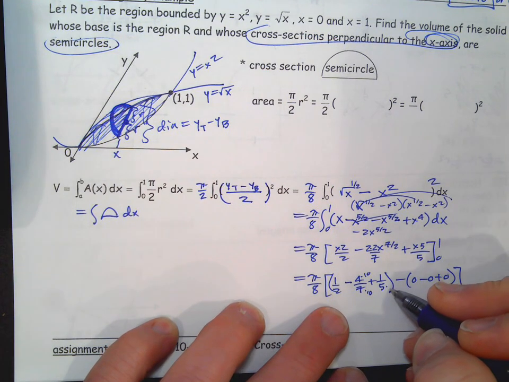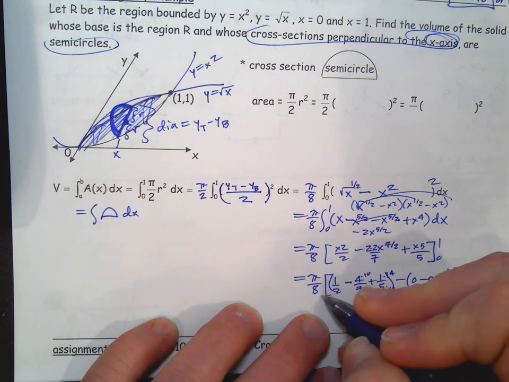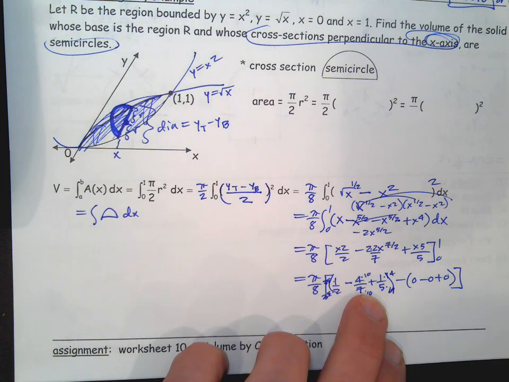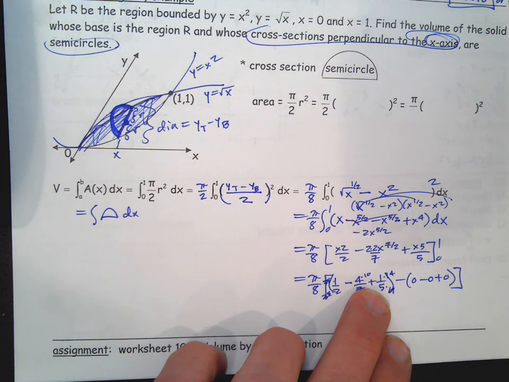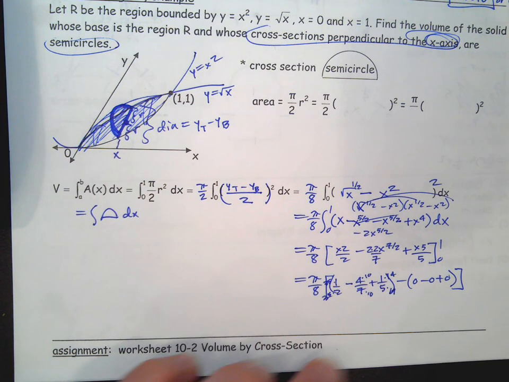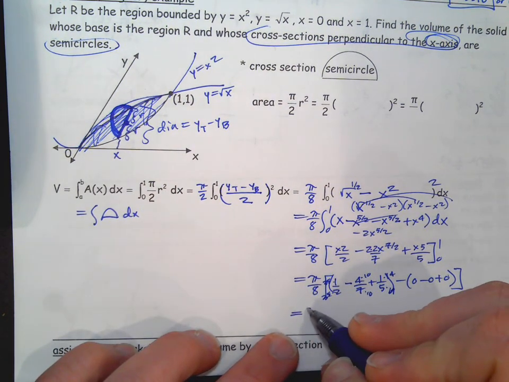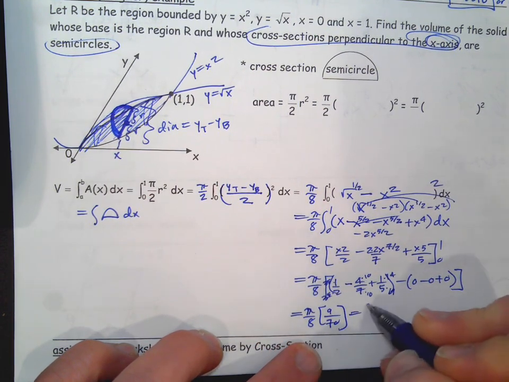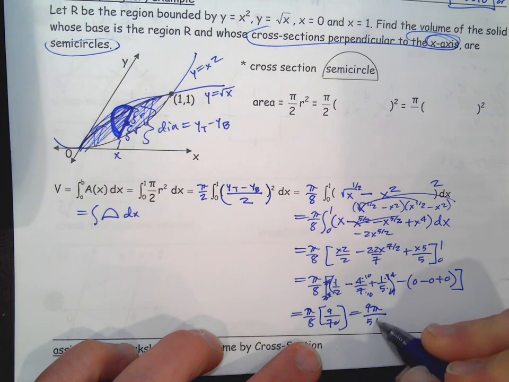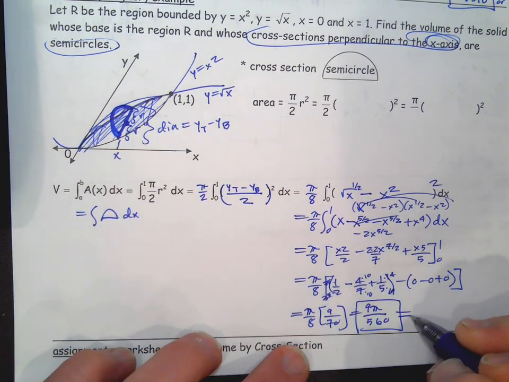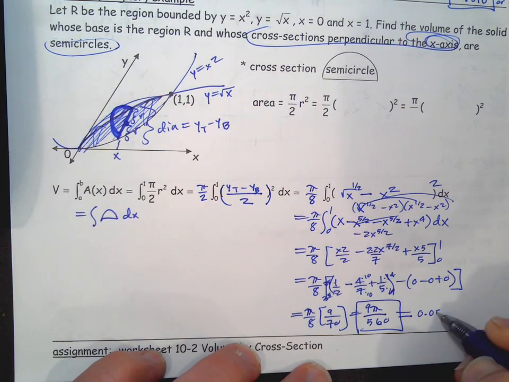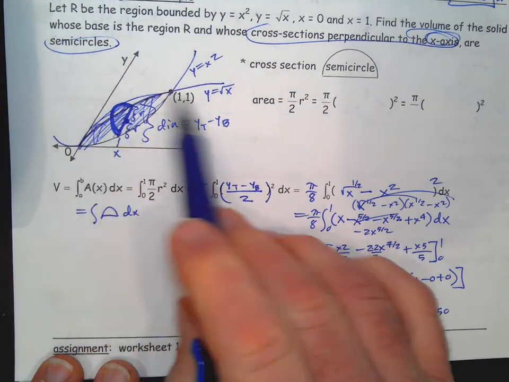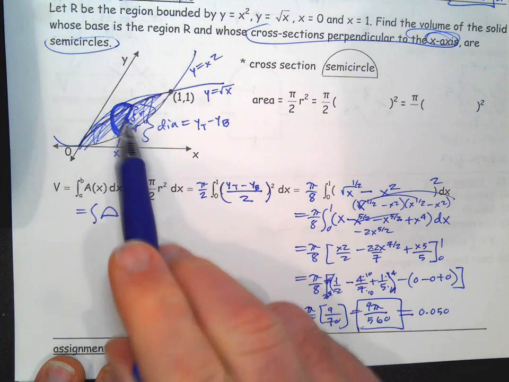So 35, 40, 14. I'm sorry, 35 minus 40 is -5, plus 14 is 9. So it's going to be 9 over 70. So it's going to be 9 pi over 560. On your calculator, the decimal is going to be 0.050, which is really small, right? But you can imagine this is all fitting into one unit, 1 cubic unit. This is a tiny piece of it.